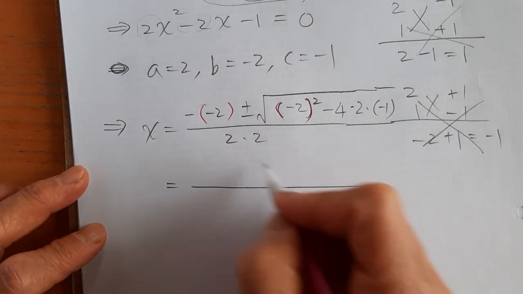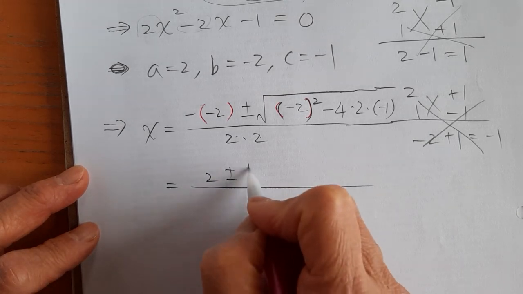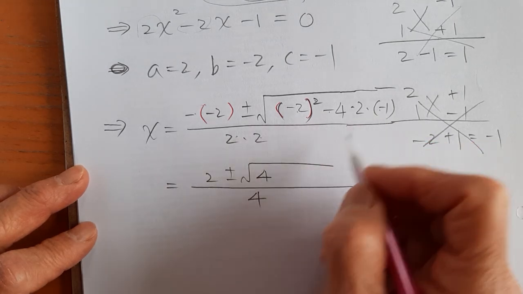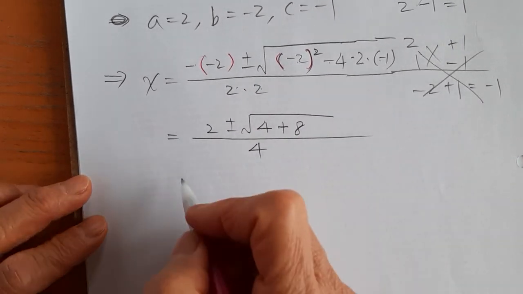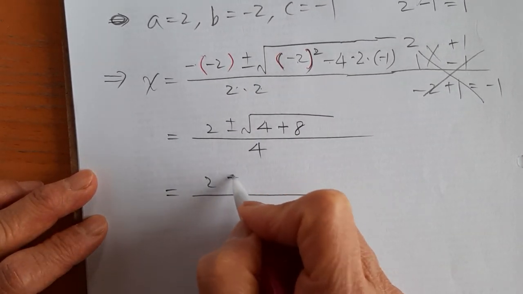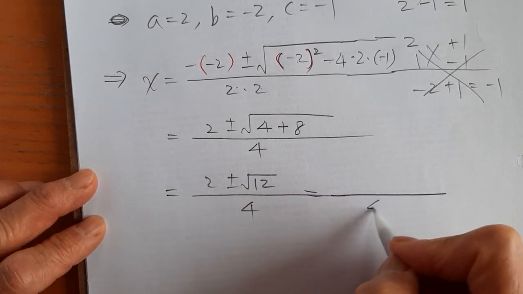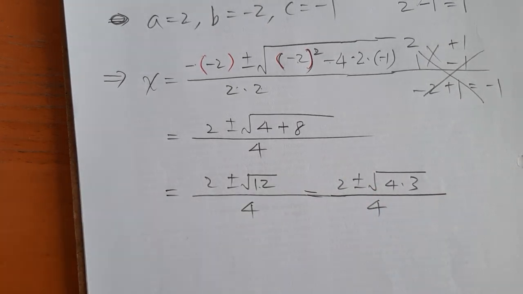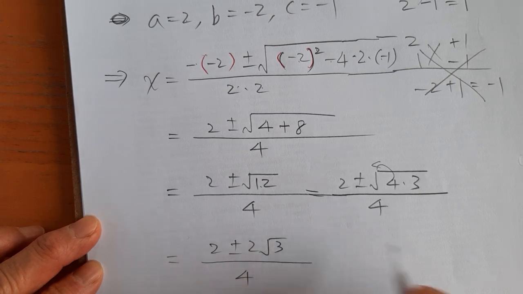So you get x equals, in the denominator, 2 times 2 is 4. Negative times negative is positive 2, plus minus the square root of negative 2 squared, which is a positive 4, and the negative times negative becomes plus. 4 times 2 is 8. So then it equals 2 plus minus square root of 12, over 4. And 12 is 4 times 3, and 4 we can square root out. So you get 2 plus minus 2 square root of 3, over 4.